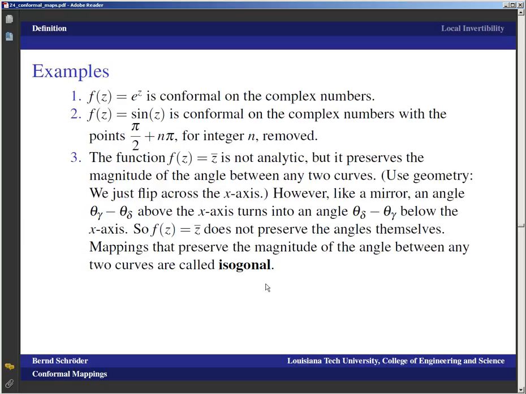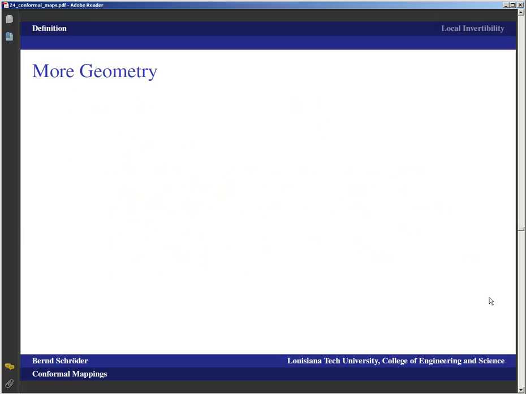Basically, that means that anything that is conformal is also isogonal, but we're only going to work with conformal mappings, so that's just a little bit of background vocabulary, nothing else. Okay, let's take a look at some more geometry.